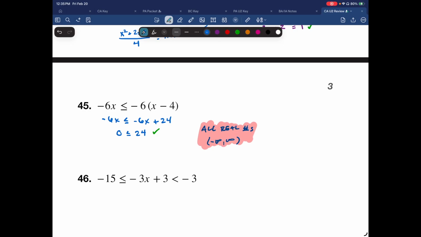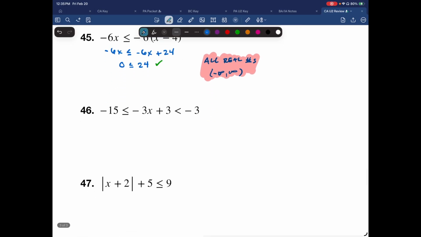46, we have a compound inequality, so we're going to subtract 3 from all sides. So it's going to be negative 18 less than or equal to negative 3x less than negative 6. Divide by negative 3, and because you're multiplying or dividing by a negative, you have to flip the inequalities. So dividing by negative 3, that's going to be a positive 6 greater than or equal to x, greater than 2. All right, but we want this to be least to greatest, so it's 2 less than x less than or equal to 6.